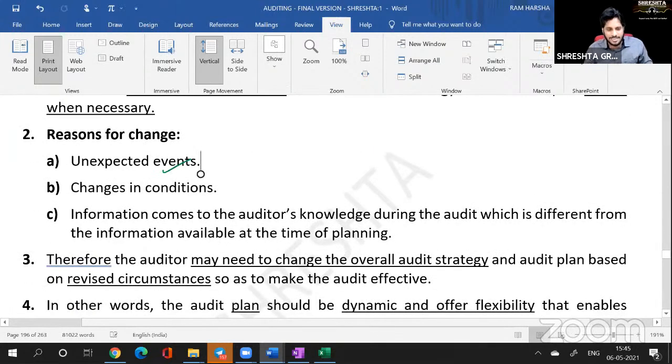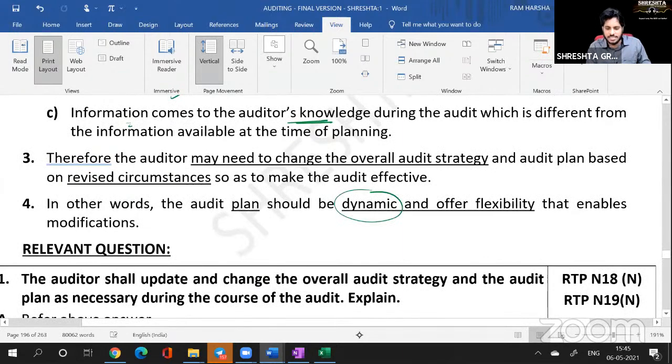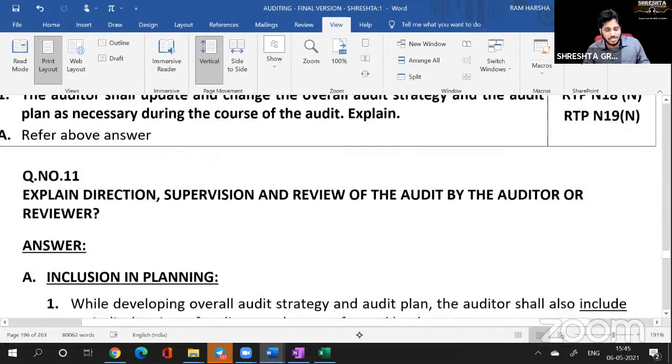Whenever some unexpected event happens, changes in conditions, or information comes to the knowledge of the auditor which he didn't know earlier, obviously he will change the plan. Audit plan is something dynamic and offers flexibility. You should update it whenever circumstances arise.